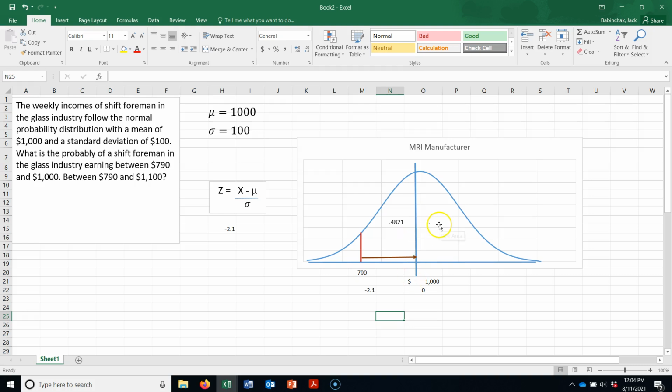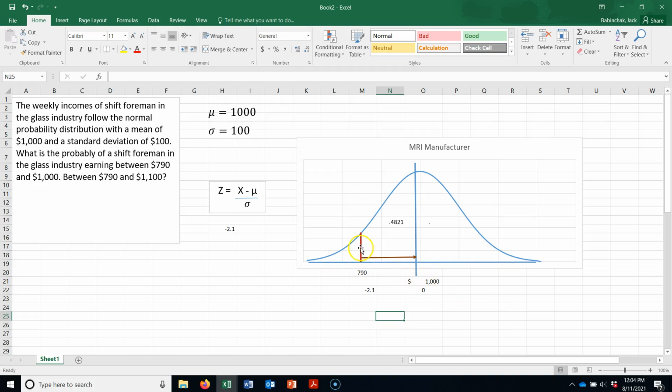If I were to add the 50% to here, I would say over 98%, 98.21%, of foremen make over $790. So I certainly wouldn't come in and say, okay, my shift foreman will make less than $790, because almost 98%, almost 100% make over that. So just by looking at the numbers and looking at the proportions in the areas under the curve, you could tell what percent of the population are making certain amounts of money.